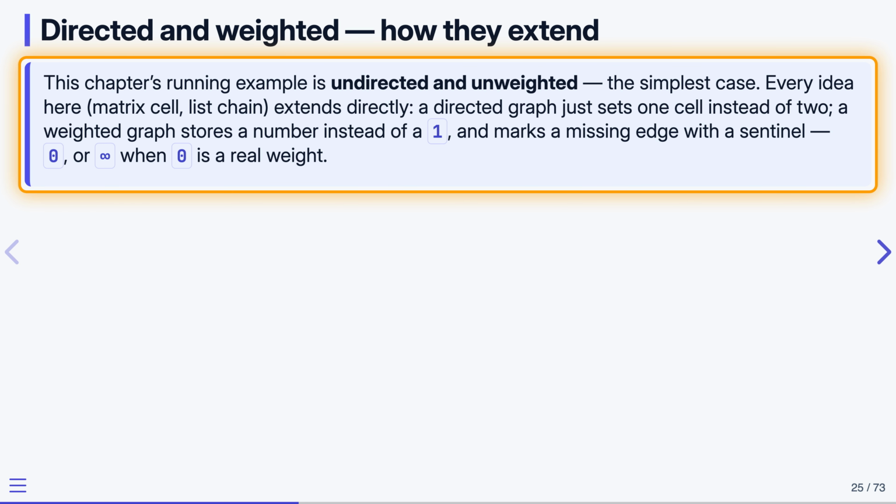This chapter's running example is undirected and unweighted, the simplest case. But every idea here extends directly. A directed graph just sets one matrix cell instead of 2, and a weighted graph stores a number instead of a 1 and marks a missing edge with a sentinel, 0 or infinity when 0 is itself a real weight.